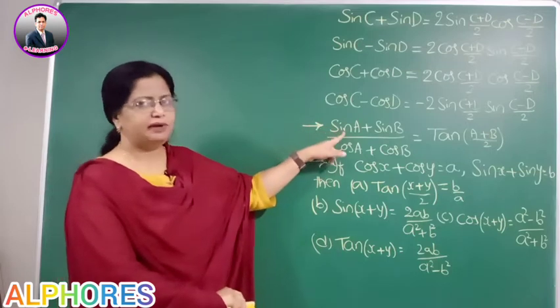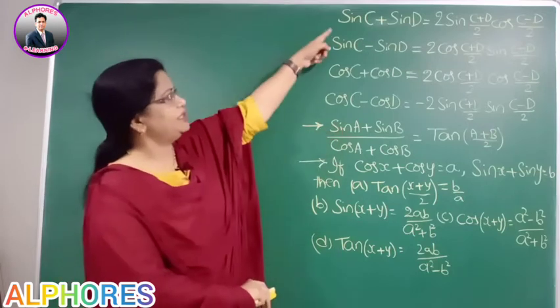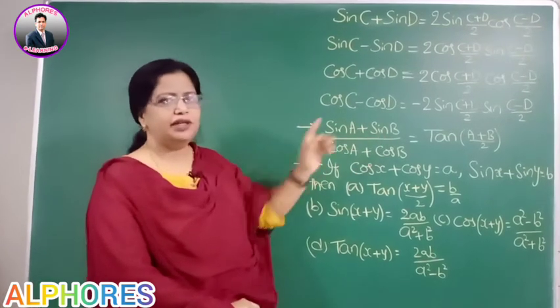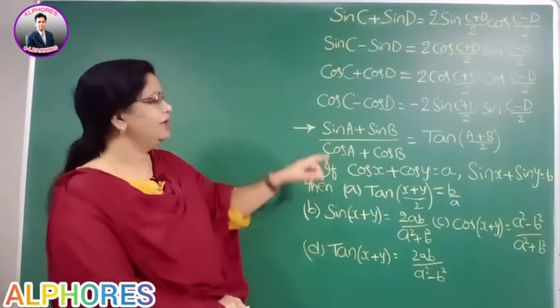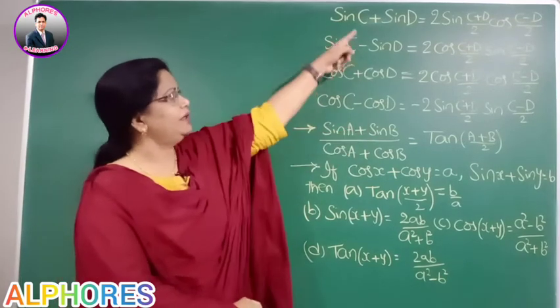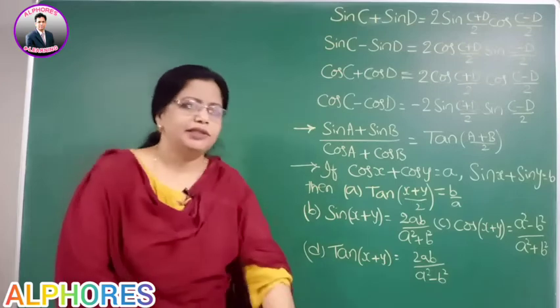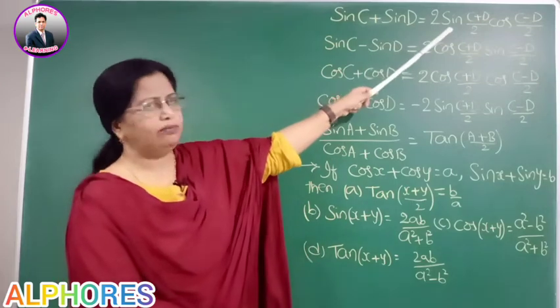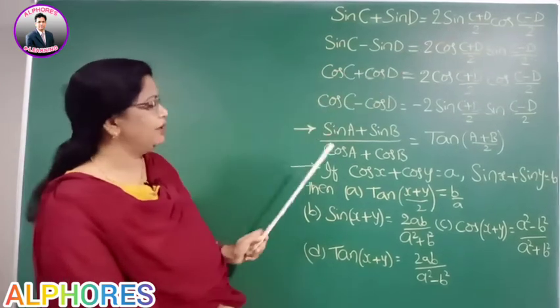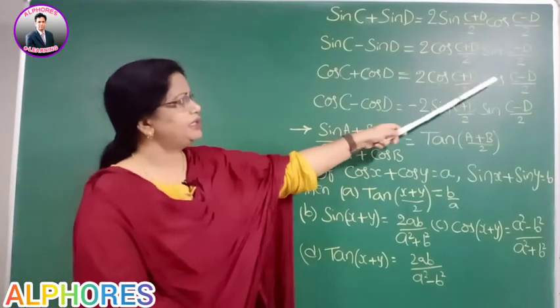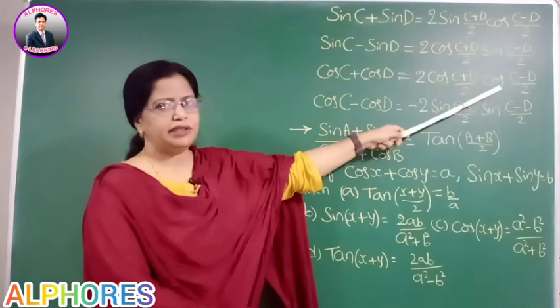How did you get this formula? From this, you observe sin C plus sin D. Instead of C and D, here you are having A and B, right? And therefore it is 2 sin (A plus B)/2 into cos (A minus B)/2. Just by observing this kind of formula. Okay, and next one, cos A plus cos B. This one is 2 cos (C plus D)/2 into cos (C minus D)/2.